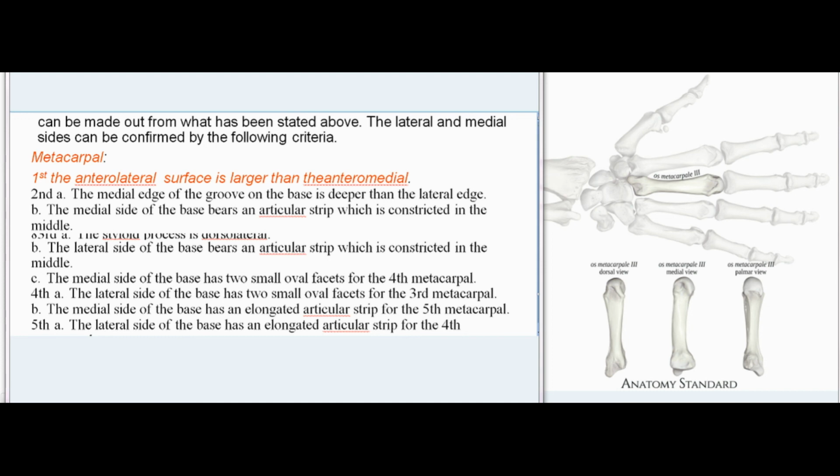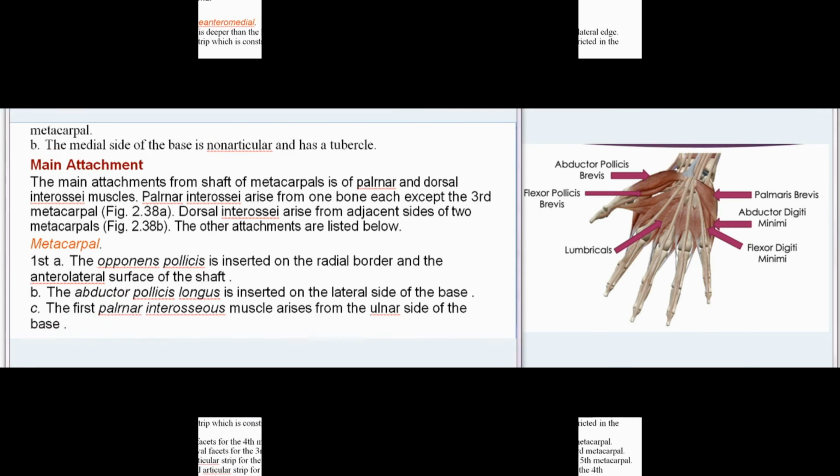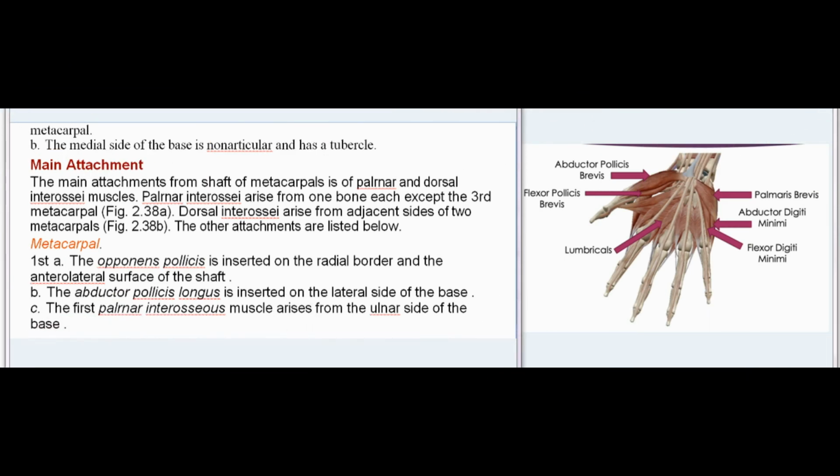The lateral side of the base bears an articular strip which is constricted in the middle. C. The medial side of the base has two small oval facets for the fourth metacarpal. 4. The lateral side of the base has two small oval facets for the third metacarpal. B. The medial side of the base has an elongated articular strip for the fifth metacarpal. 5. The lateral side of the base has an elongated articular strip for the fourth metacarpal. B. The medial side of the base is non-articular and has a tubercle.